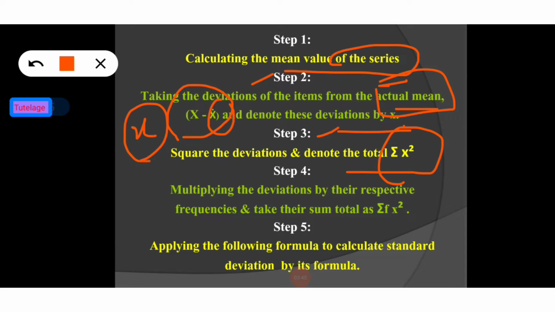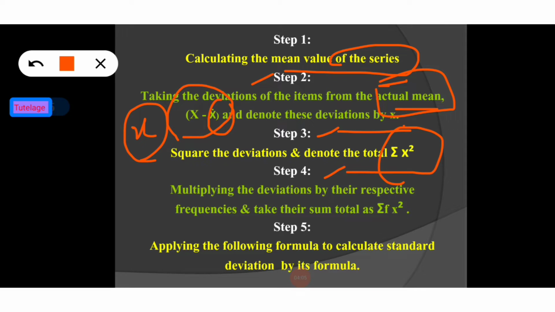So x minus x bar is indicated by small x. Okay, so square the deviation, that means summation x square. And now going to the next step.